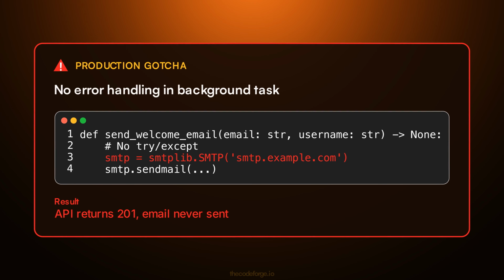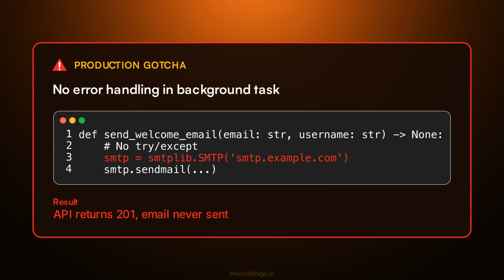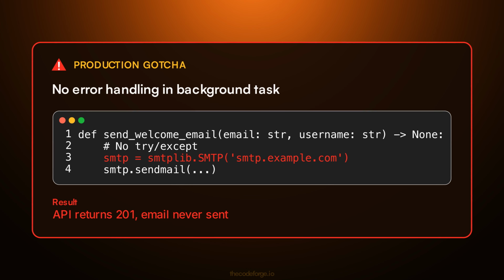If your background function raises an exception, FastAPI silently swallows it. The API returns success, but the email never arrives. Always wrap background task bodies in try except with logging.